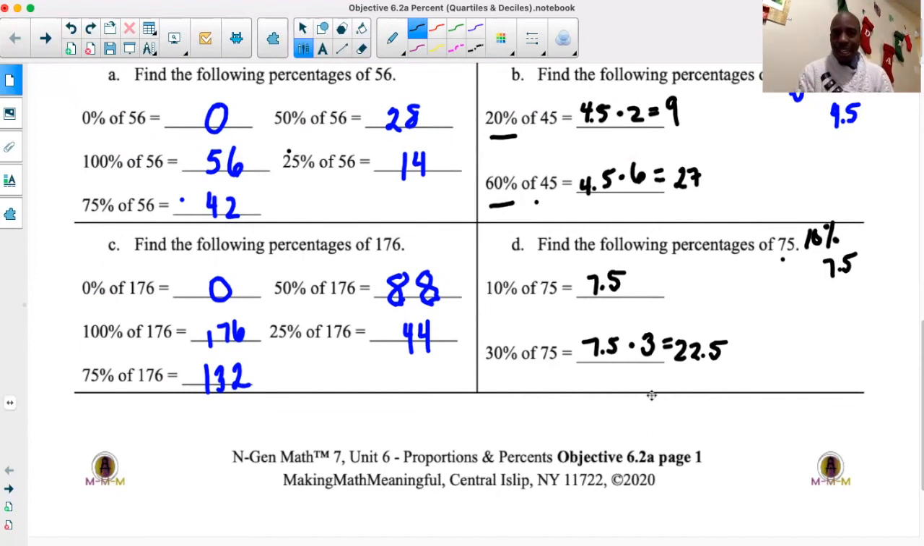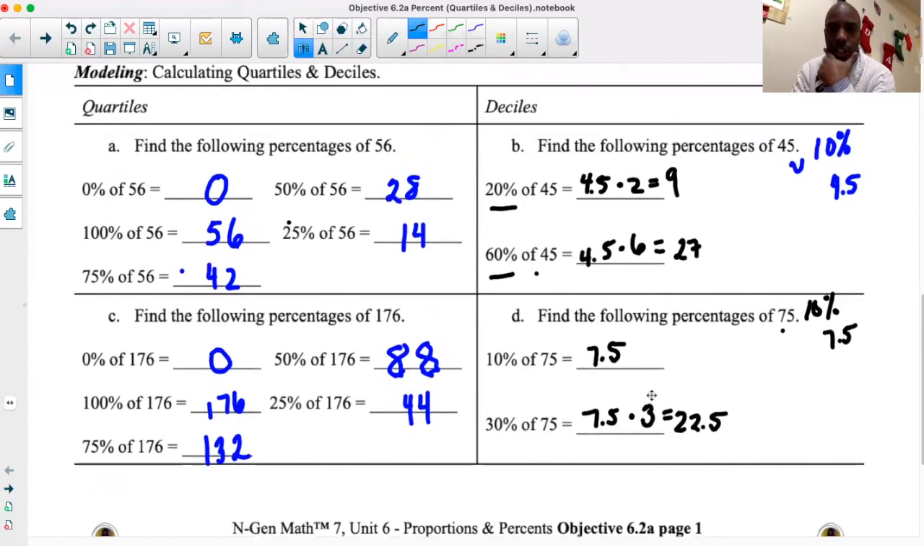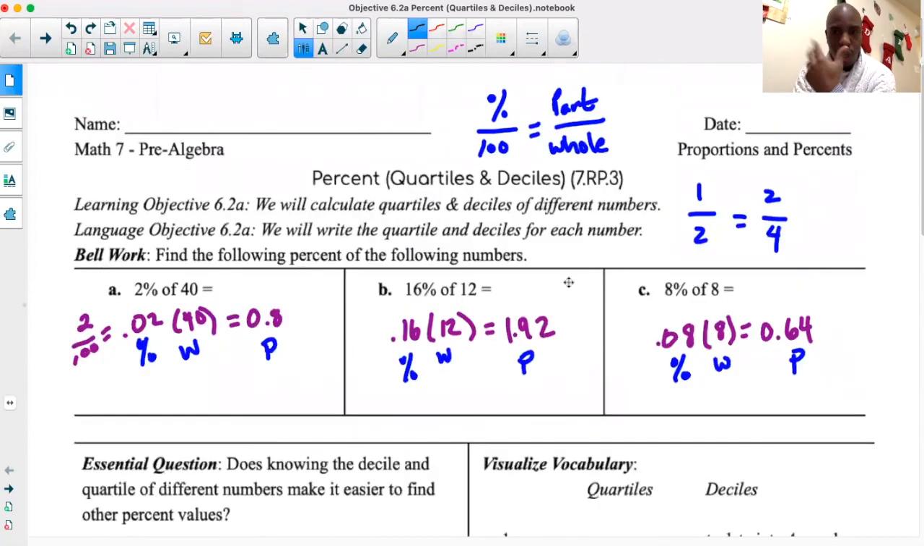You're going to see in the second lesson here, 6.2, there's going to be 4 different techniques we're going to go over to find the part. So that is what we're working on today. What I want you to do is work on the independent practice.